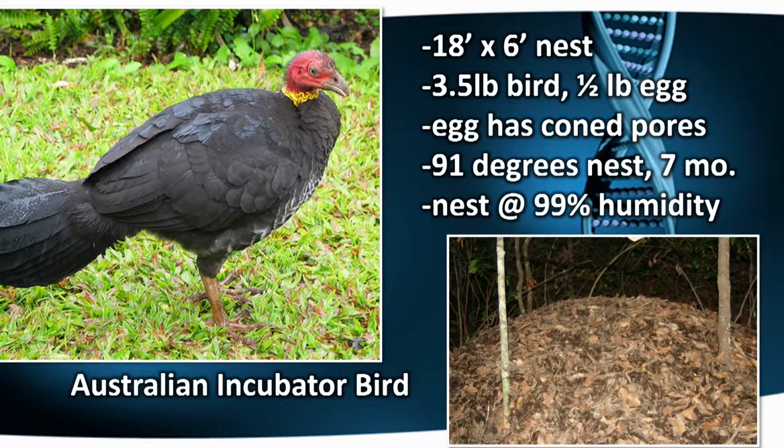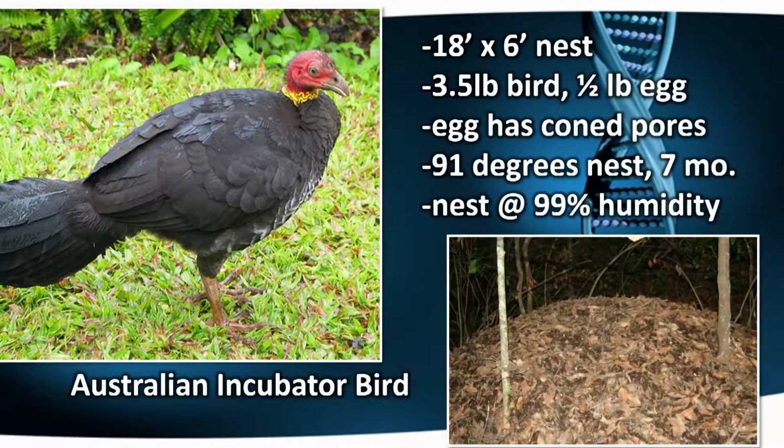This bird, it's a very small bird, relatively speaking, that can make an 18-foot wide nest up to 6 feet high. This is a 3.5-pound bird that lays a 1.5-pound egg. The egg has coned pores, and when it's ready to hatch, it scratches out, and as it's scratching out, it gets more air and it can survive.